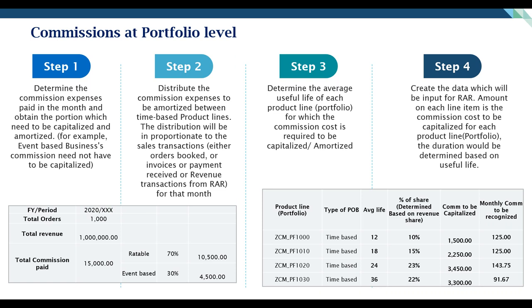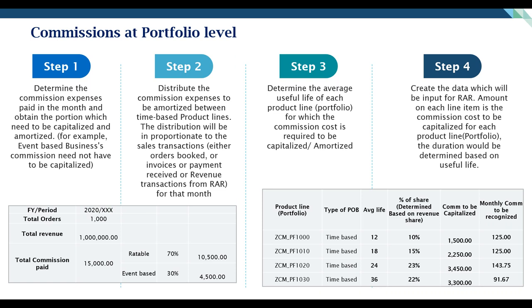So what we do is, in that particular period, we'll see what are the total transactions and what is my total revenue. And we'll calculate, and basically in that report, we'll get what is the total commissions paid. That total commissions paid amount will be distributed into what is the ratable portion of that and what is the event-based POBs of that particular total revenue, actually. So we'll see what is the total weightage of ratable versus event-based.